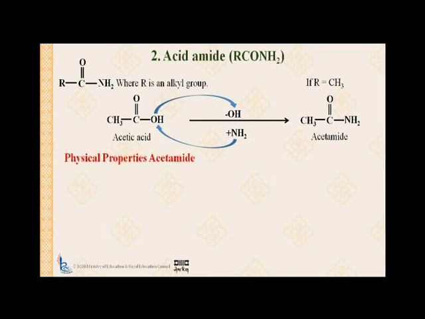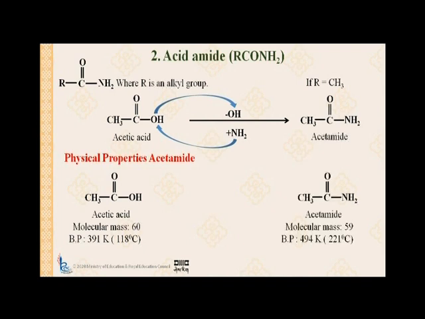Then the physical properties of acetamide. First, to study the physical properties of acetamide, let's go with the boiling point of acetamide compared to its parent acid. Let's say the parent acid is acetic acid, molecular mass 60, boiling point 391 Kelvin or 118 degrees Celsius. Now if you look at acetamide, the molecular mass is 59, lower than the molecular mass of acetic acid, but the boiling point is way higher than the boiling point of acetic acid. In the previous example we have seen that higher molecular mass means lower boiling point, but here we see that lower molecular mass gives higher boiling point.